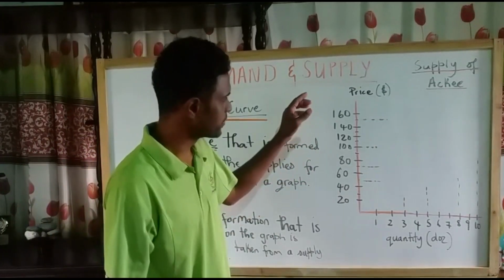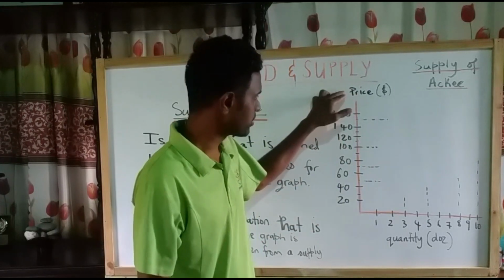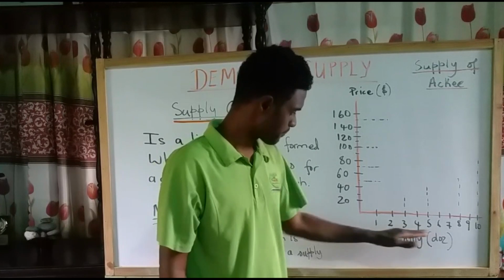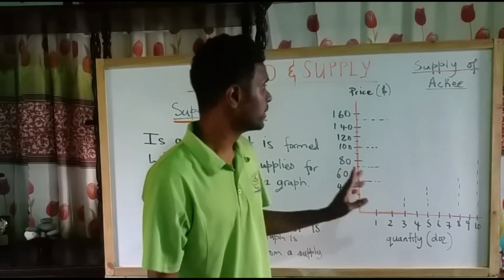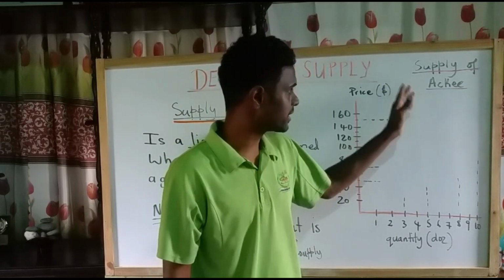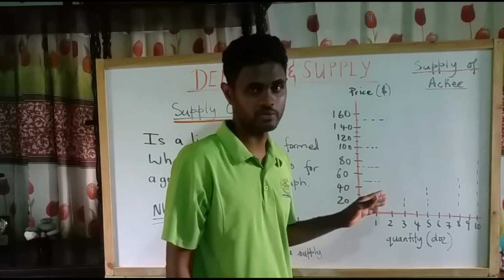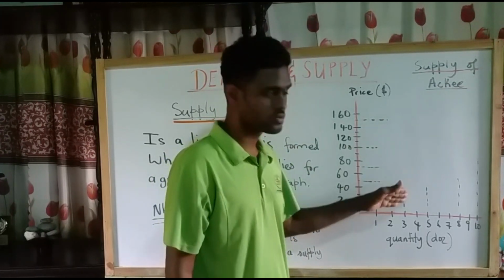Just please remember now that on the y-axis, which is the vertical line on the graph, you'll have your price. In this case, we're using dollars. And also on the horizontal line, you'll have your quantity. We're going to look at an example for the supply of ackee, which we already looked at previously from the supply schedule. So we'll use that information and plot it in this graph to show you the supply curve.